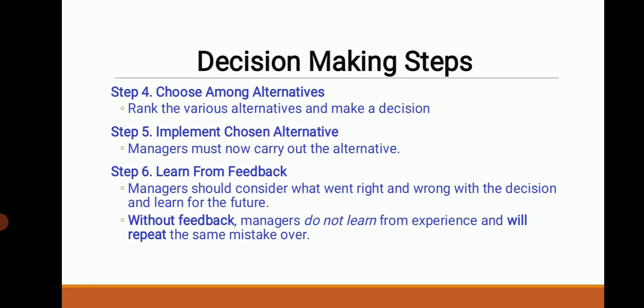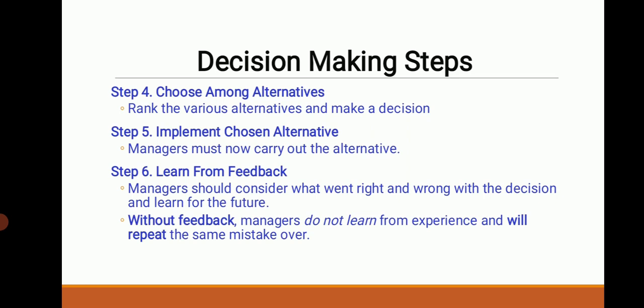The step 5 is implement the chosen alternative. That is, managers must now carry out the alternative. Convert the decision into a plan or a sequence of activities. Execute the plan by yourself or with the help of subordinates, that means the employees of the organization.